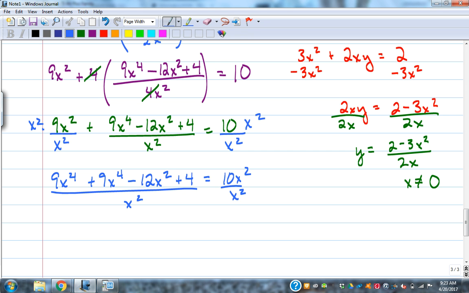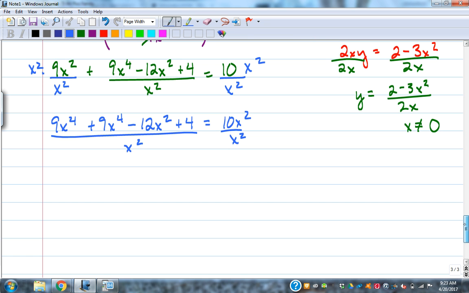No, because they're both positive. They don't cancel each other. They add together as like terms. 18x to the 4th minus 12x squared plus 4 equal to 10x squared. Now I'm going to drop the denominator because they're the same. When you're doing rational equations, once you get the denominators the same, all you're worried about is the numerator.